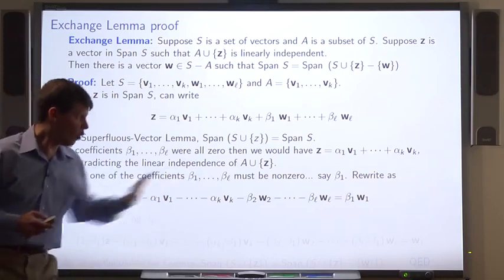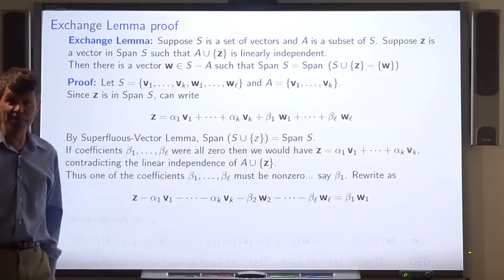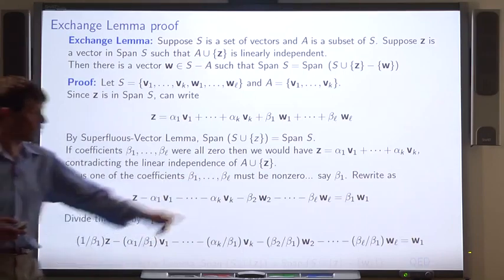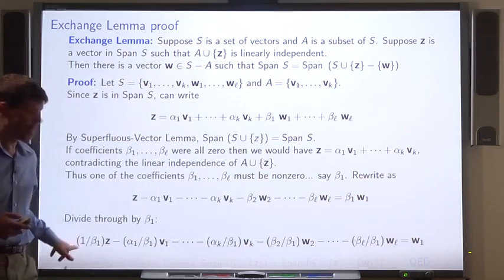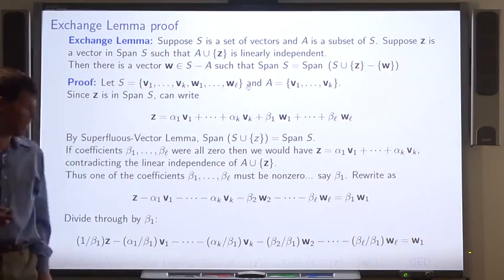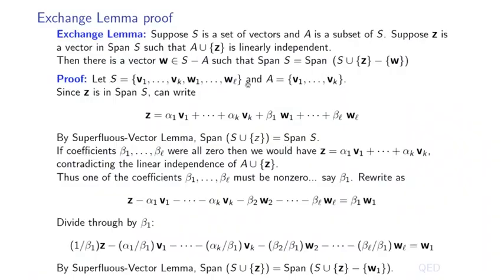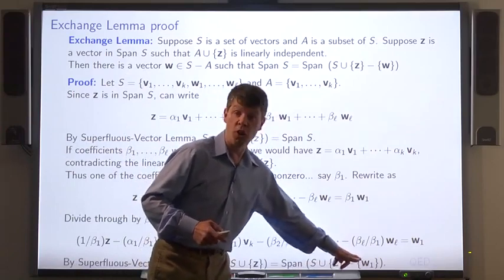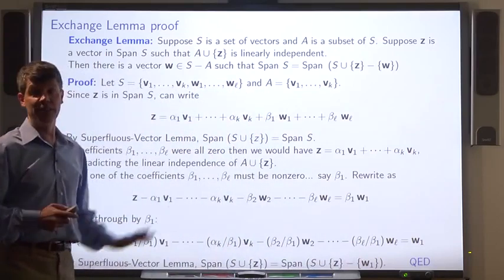Now we divide the whole thing by beta 1. We can do that because we know beta 1 is non-zero. And we get this equation, which expresses W1 as a linear combination of all the other vectors. Therefore, by the superfluous vector lemma, the span of the set S together with Z is the same as the span of the set S together with Z with W1 omitted. And that completes the proof.